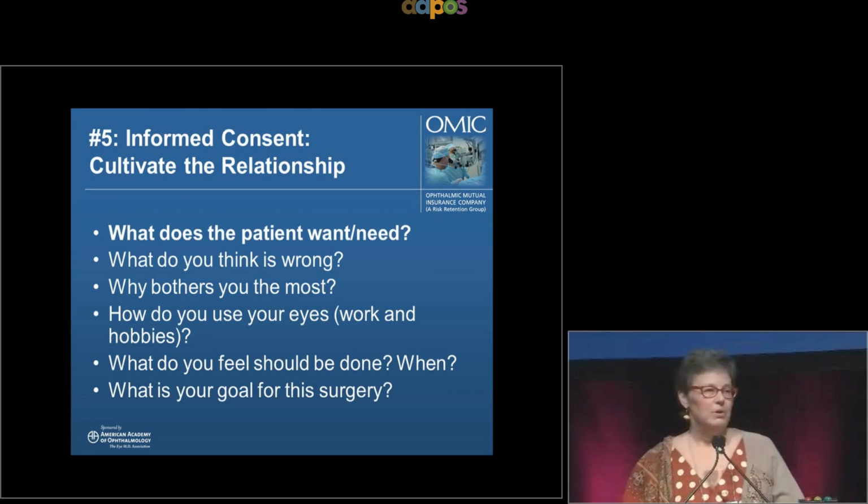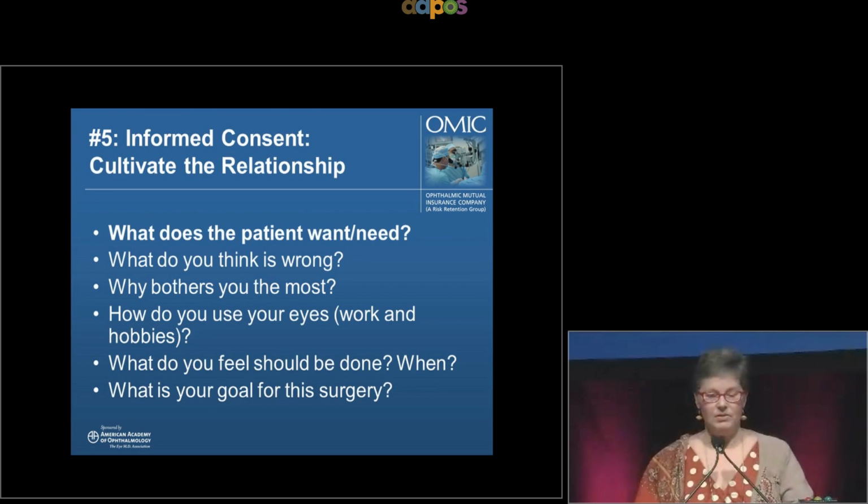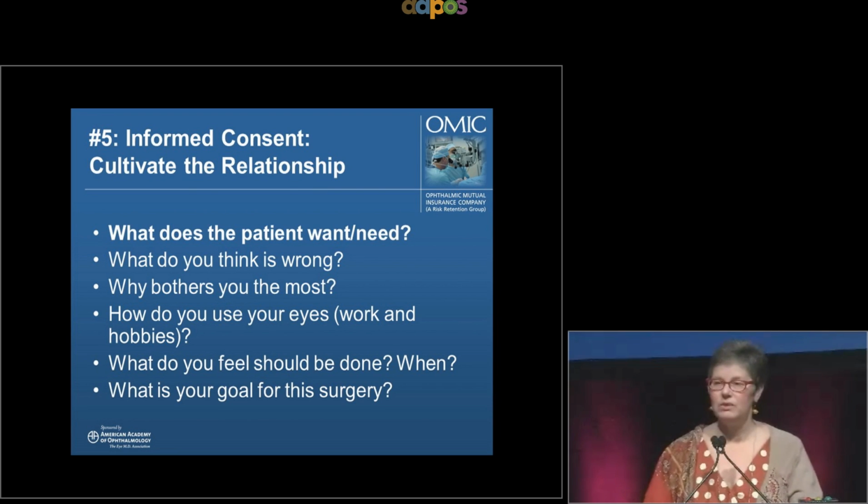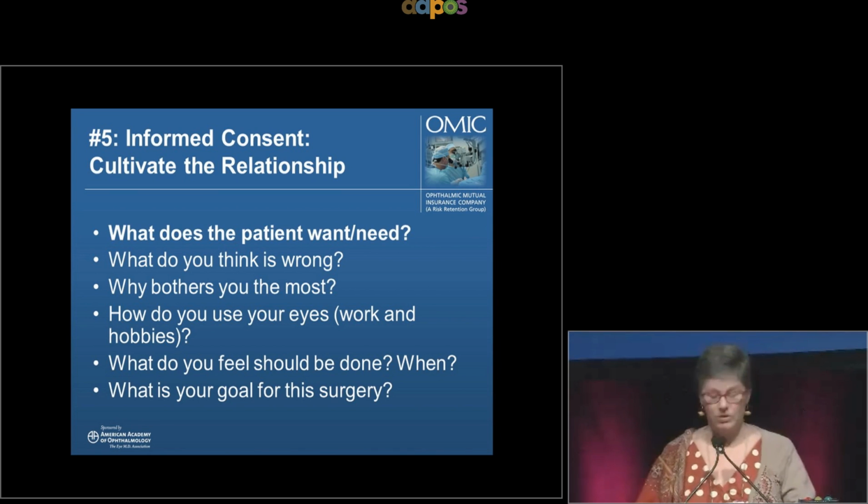So here are some pointers about the informed consent process. Cultivate the relationship. Talking to the patient, what do you think is wrong? What bothers you the most? How do you use your eyes? This turns out to be really important, not just in refractive surgery cases, but in adult strabismus. What do you feel should be done and when, and what's your goal?